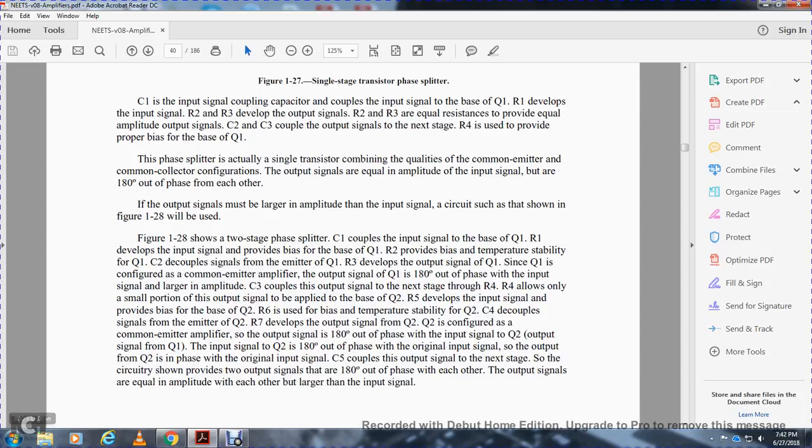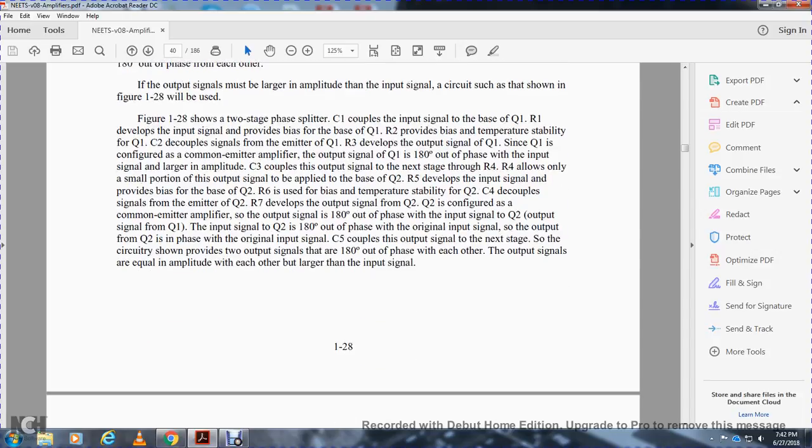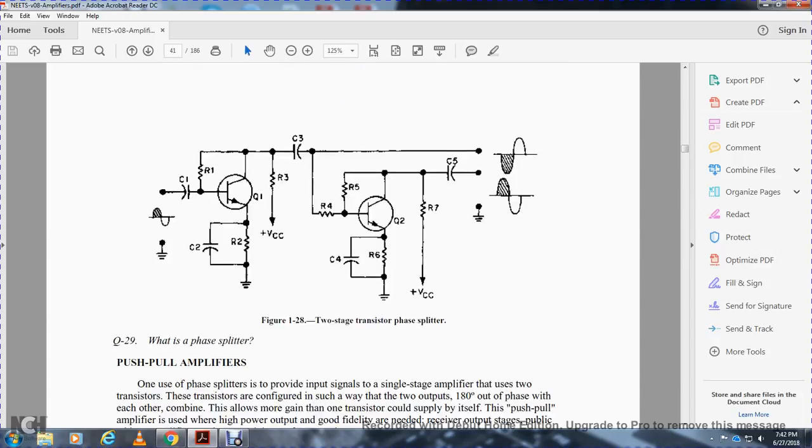With the output signal from transistor 1, the input signal of transistor 2 is 180 degrees out of phase with the original input signal, so the output from transistor 2 is in phase with the original input signal. Capacitor 5 couples the output signal to the next stage. So the circuitry shown provides two output signals 180 degrees out of phase with each other. The output signals are equal in amplitude with each other but larger than the input signal.